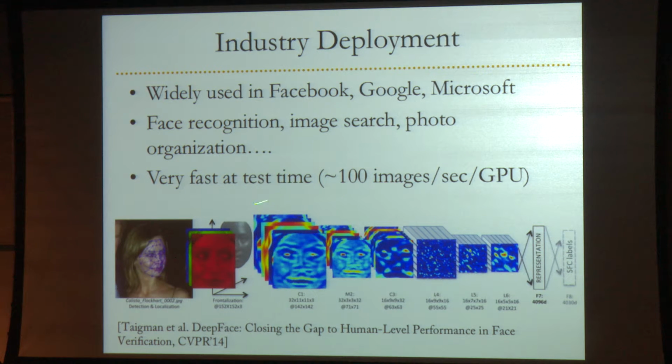One of the beauties of these models is that they're very, very fast at test time. They're a pain to train. They take weeks to train, but you can train them. But really, a single GPU can run hundreds of images a second, if not more, on them. So they've really had a huge impact in practice.